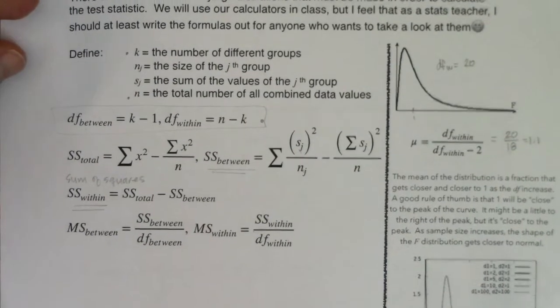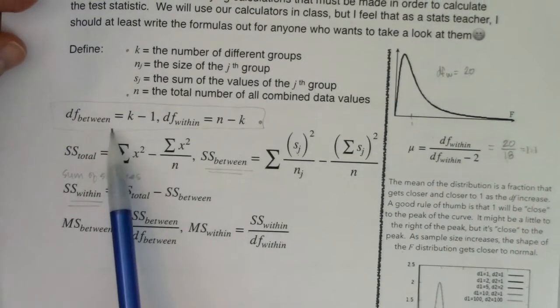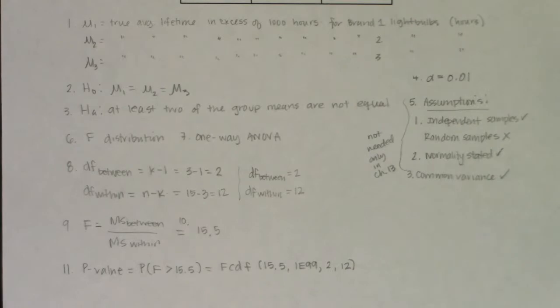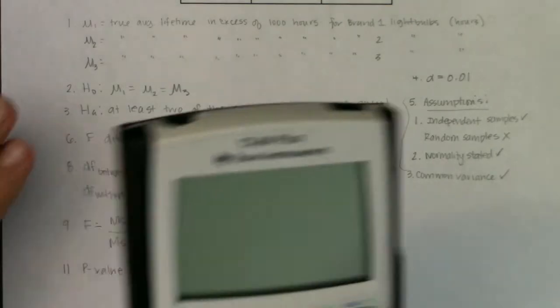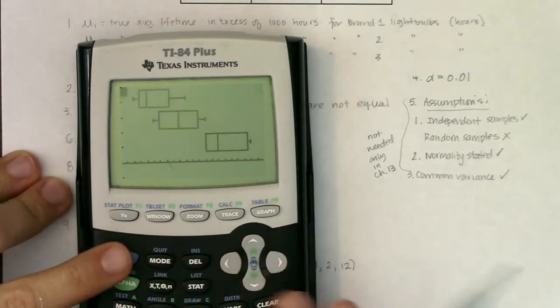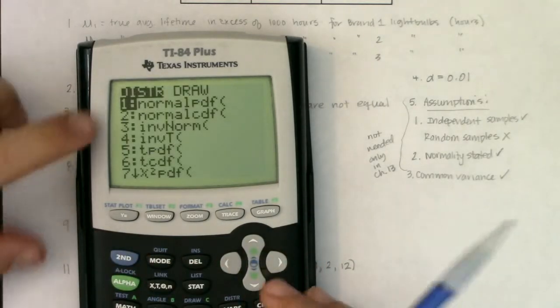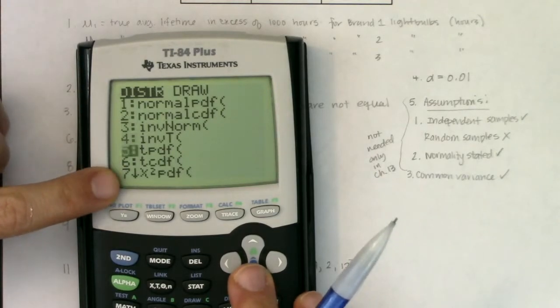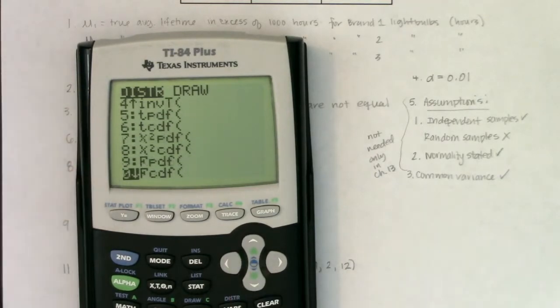So out of all of these formulas, the only ones you really need in order to get FCDF to work are these 2 degrees of freedom measurements, okay? So with that, let's go see what we have working here. FCDF is in the same spot that every distribution is, and it's a little further down, right? We've done the normals, we've done the t's, we picked up the chi-squareds, and if you go below it, there is FCDF, so it's option 0.